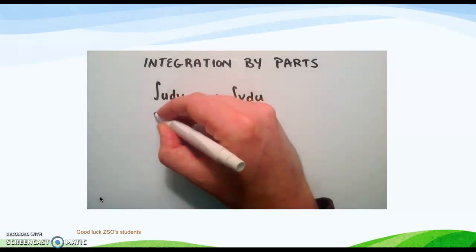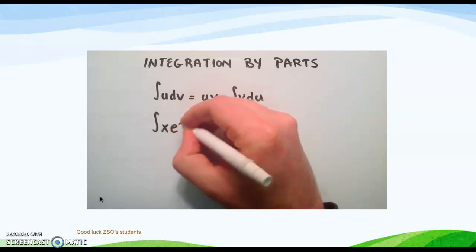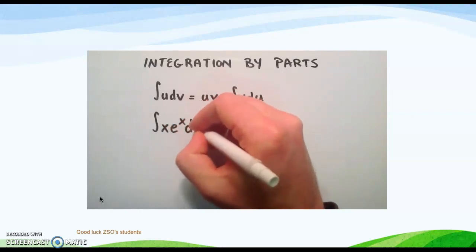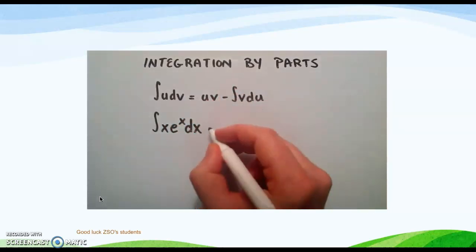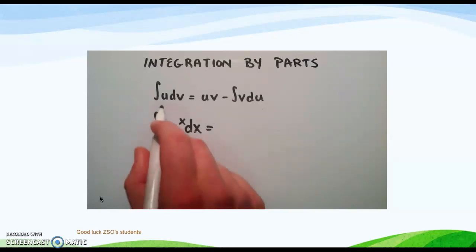So for our example, we're going to look at the integral of x times e to the x with respect to x. And we want to use integration by parts to do this. So we have to label part of this u, and the other part of it we need to label dv. Usually we want to pick the part that will turn into a constant if we take the derivative enough times for our u.